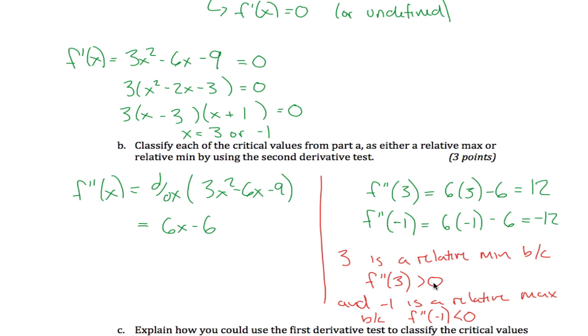F double prime of 3 is a positive number, so that means it's concave up at that point, so it kind of has this shape right here. And so if it's flat, we must be talking about this point. We're talking about a relative minimum. I'll get rid of that.